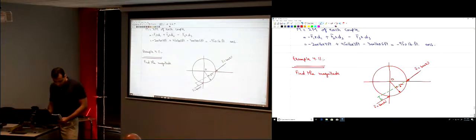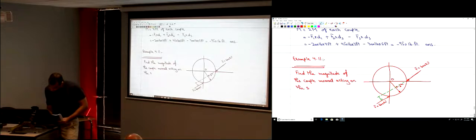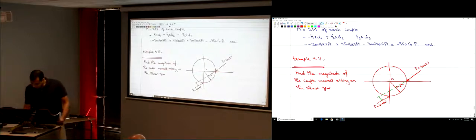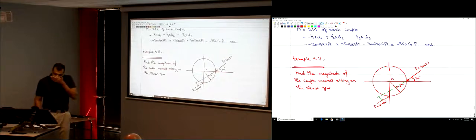So we're required to find the magnitude of the couple moment acting on the shown gear. The angle here is given. This angle is 30 degrees.